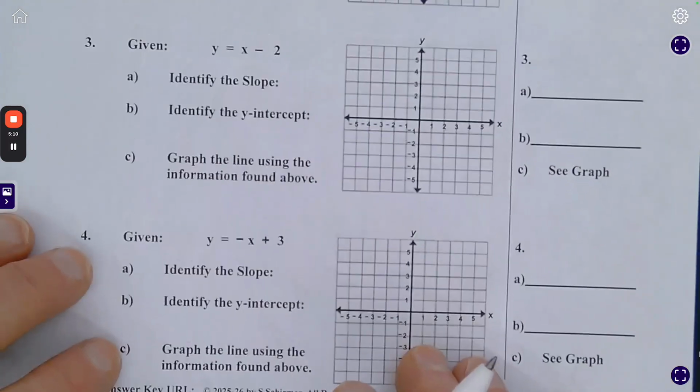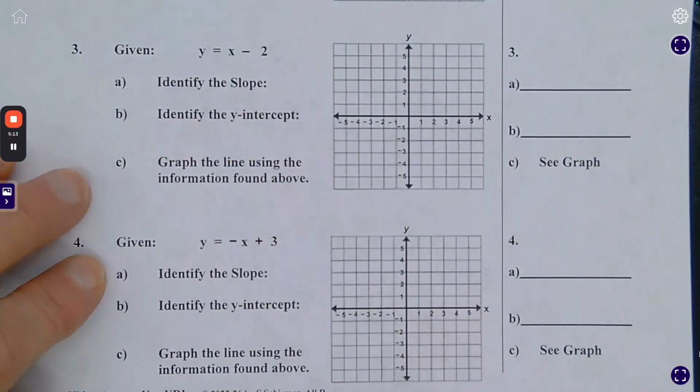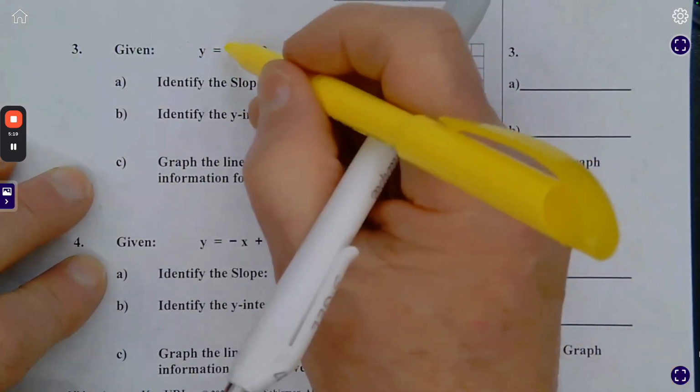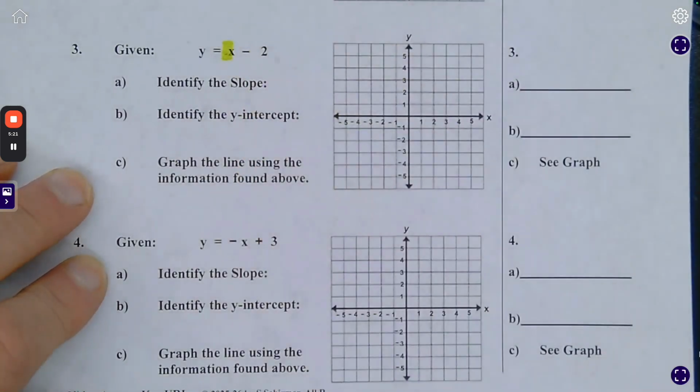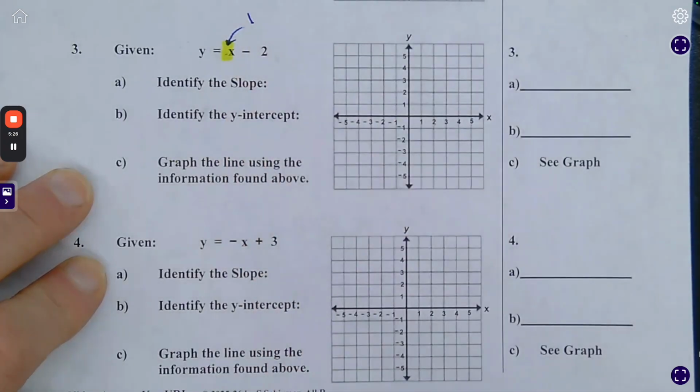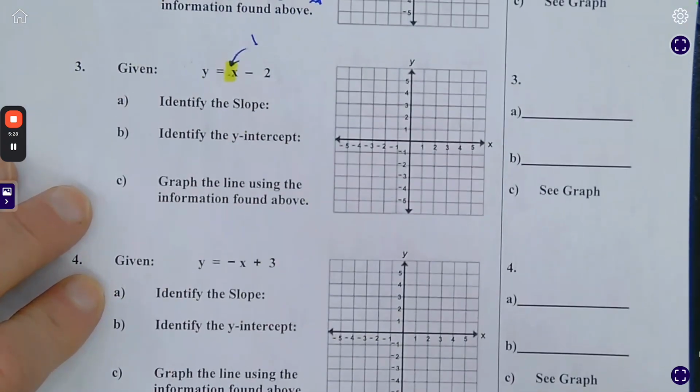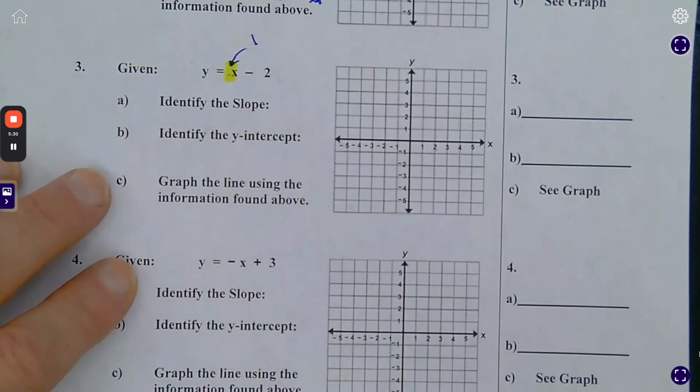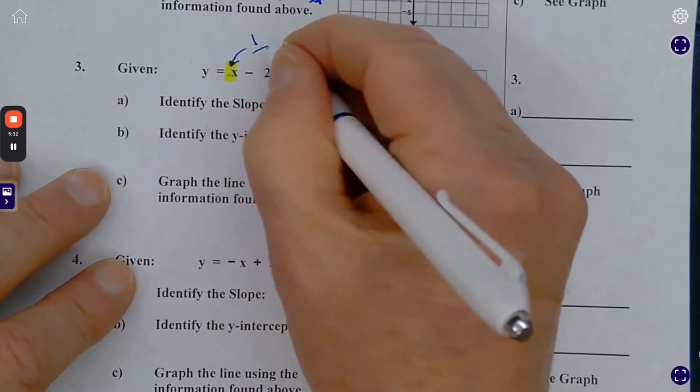I see something they did. Okay, so let's identify the slope. Whenever they do not show a number in front of x, remember, it's a 1. So that number in front of x is a 1, but that's just a rise. Where's my run? Well, you can make any non-fraction a fraction by putting it over 1.